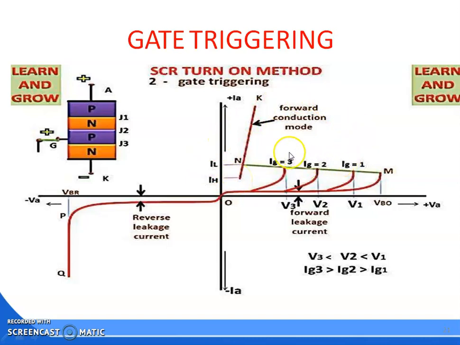The entire operation shown is in forward conducting mode in the first quadrant of the VI characteristics curve. Then come to the third quadrant of the VI characteristics curve. In that case, let us make the anode negative and the cathode positive. Let us give the gate voltage here. If we apply a positive gate voltage, the SCR does not respond, and it remains as before. VBO is the forward breakover voltage, VBR is the reverse breakover voltage.